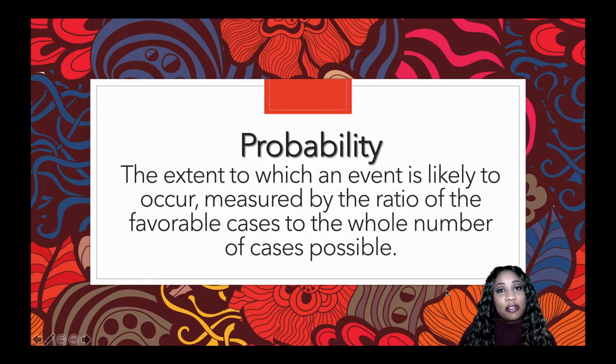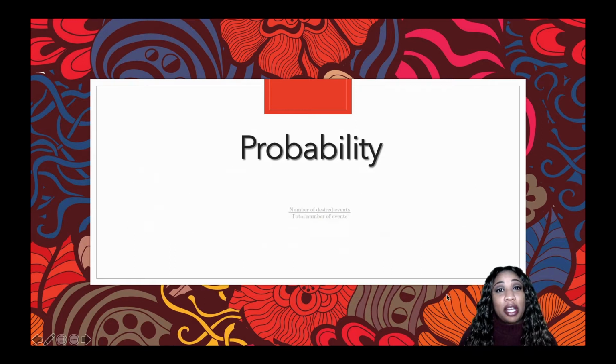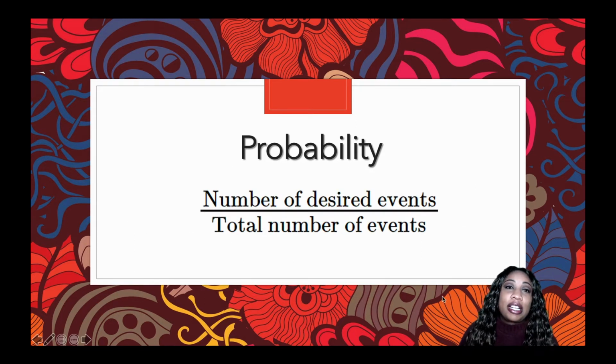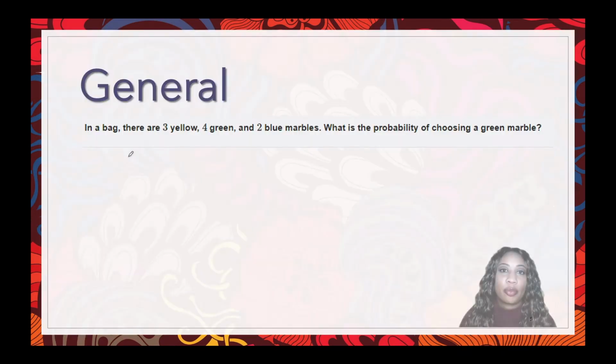So the definition for probability is the extent to which an event is likely to occur, measured by the ratio of the favorable cases to the whole number of possible cases. Now that's a real complicated way of saying we're going to take the number of desired events divided by the total number of events. So let's look at an example.